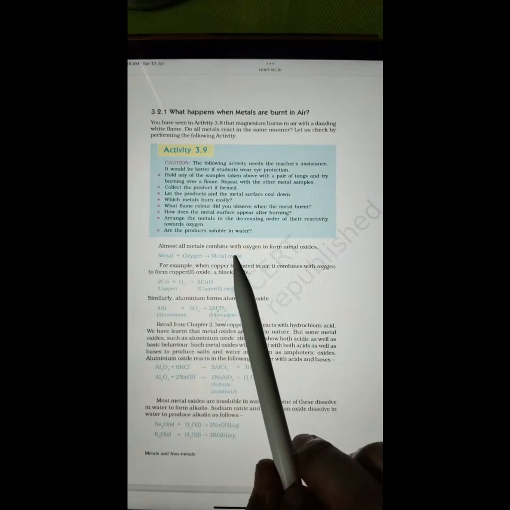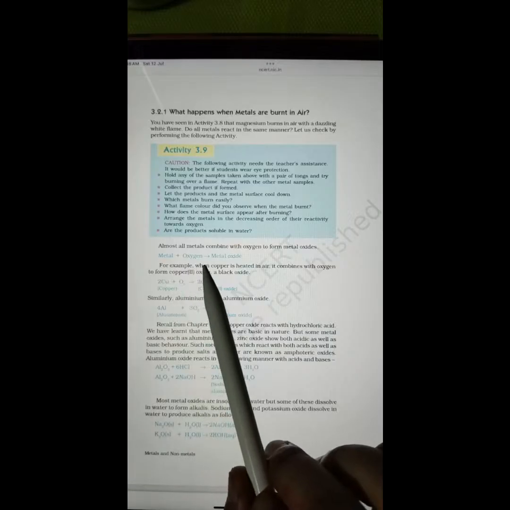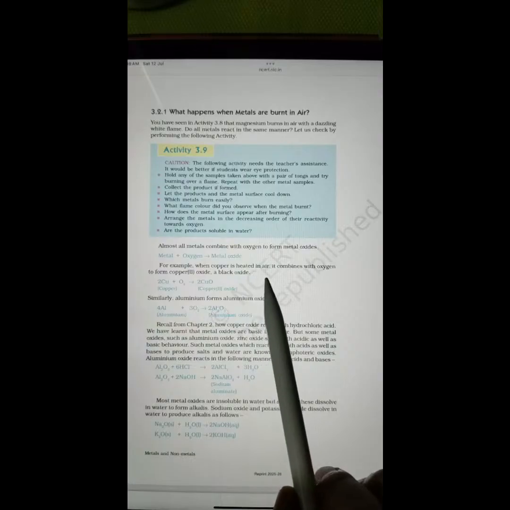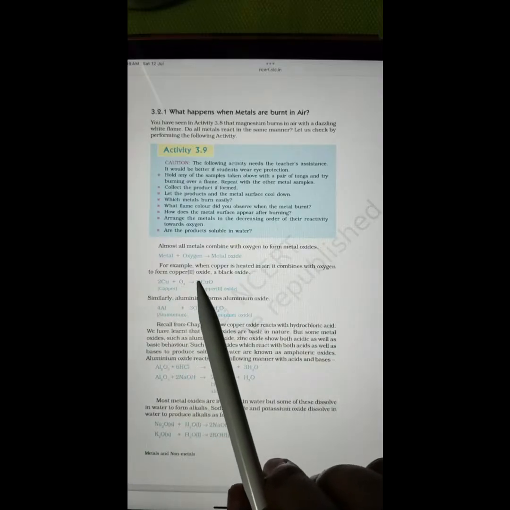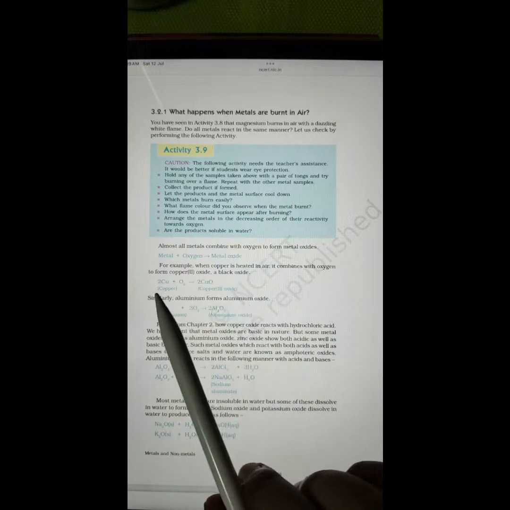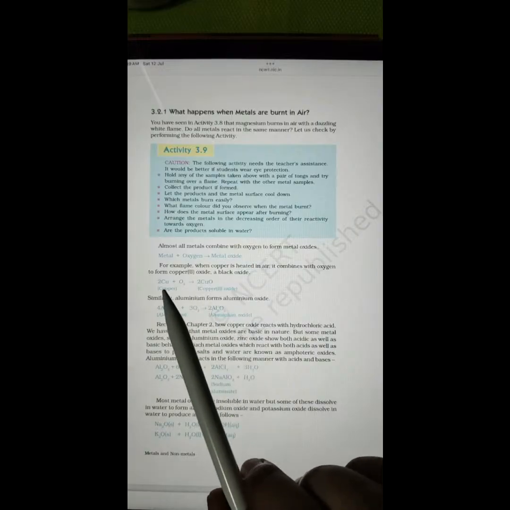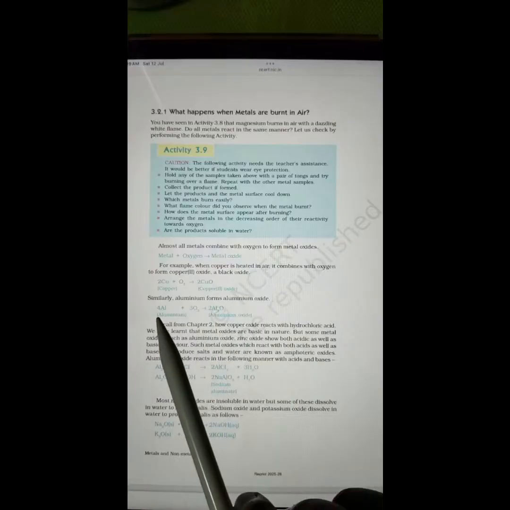Almost all metals combine with oxygen to form metal oxides. Metal plus oxygen will give metal oxide. For example, when copper is heated in air, it combines with oxygen to form copper oxide. Oxidation state is 2 here, a black oxide. 2Cu plus O2 will give you 2CuO. Cu is copper, CuO is copper oxide, oxidation state is 2.